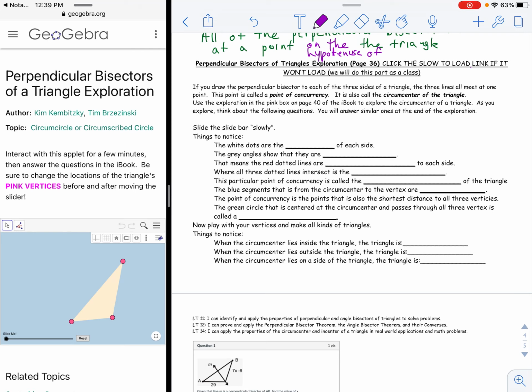If you draw the perpendicular bisector to each of the three sides of a triangle, the three lines all meet at one point. This is called the point of concurrency. So where they all intersect, that's called the point of concurrency. It is also called the circumcenter of a triangle. So that's what we've actually been investigating and figuring out this whole time: a circumcenter. And that was a circumscribed triangle. So using this exploration box, or from the iBook, we're going to explore and answer the follow-up questions.